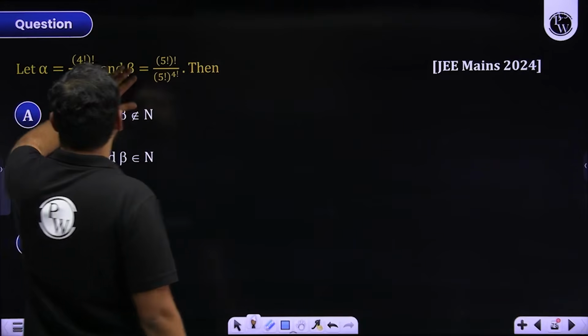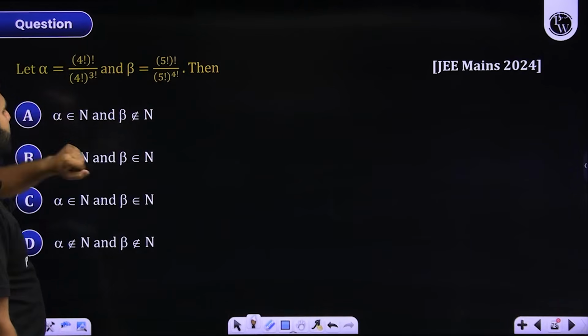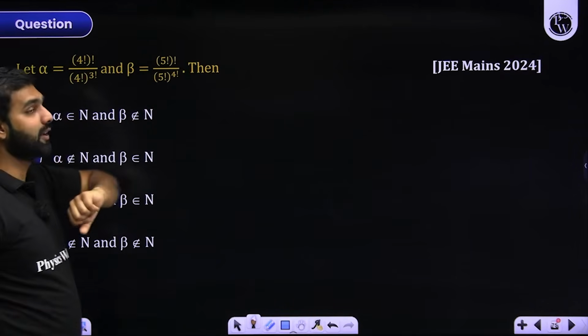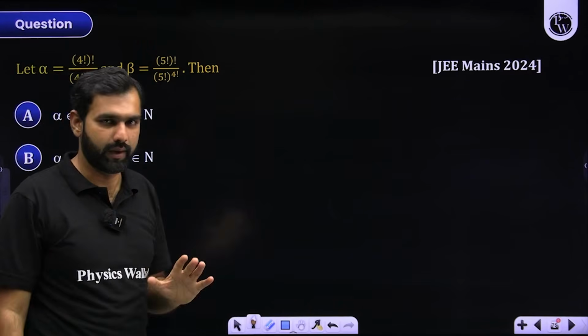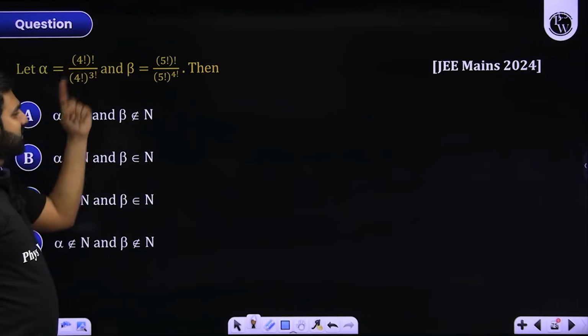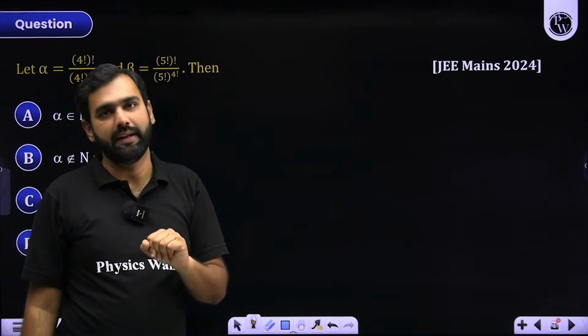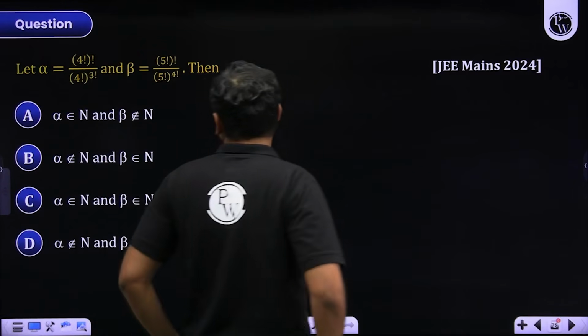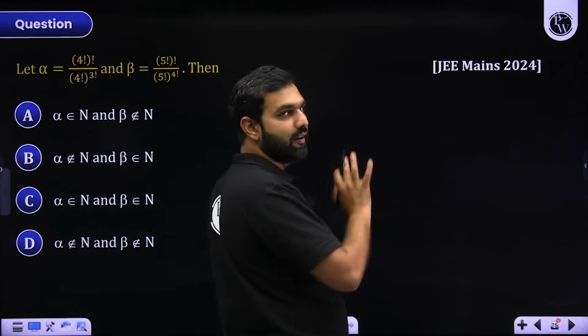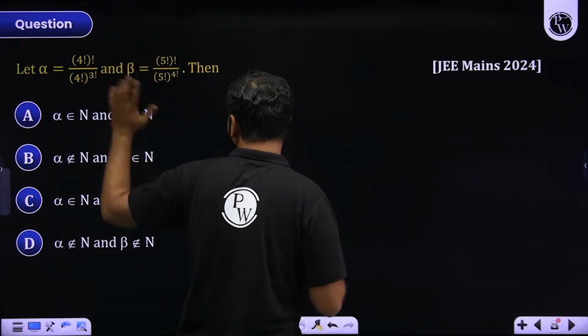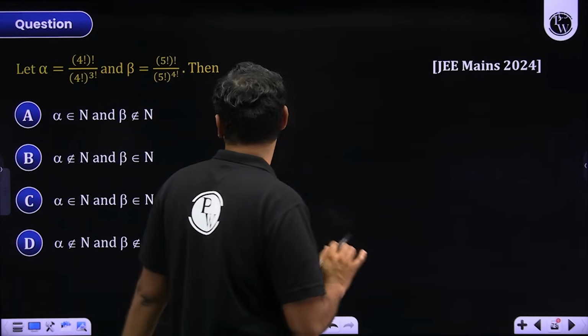Here, (4 factorial) factorial divided by (4 factorial) to the power 3 factorial. Okay, okay. Can I rearrange this data as per my requirement or as per my need? Let's try and do that. Here, let's forget alpha for a while, but let's look at what is written in alpha. Let us try to make some sense out of it.